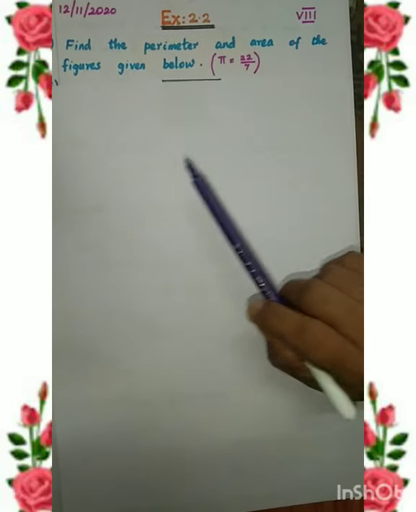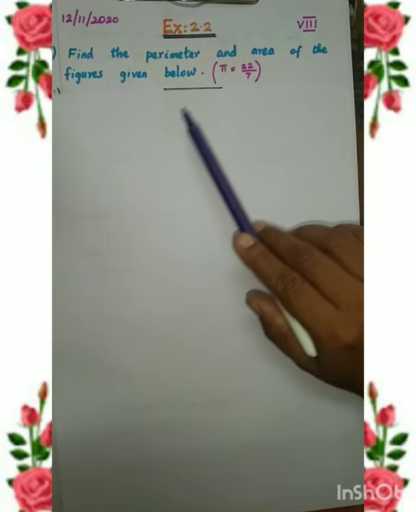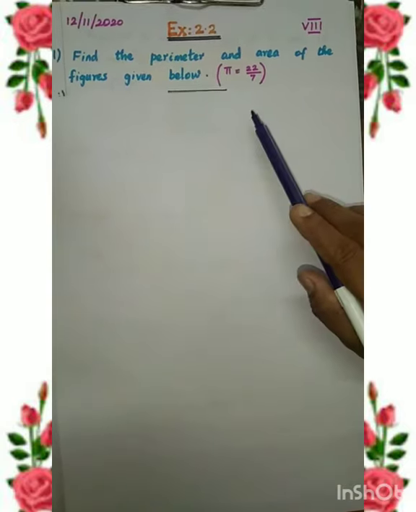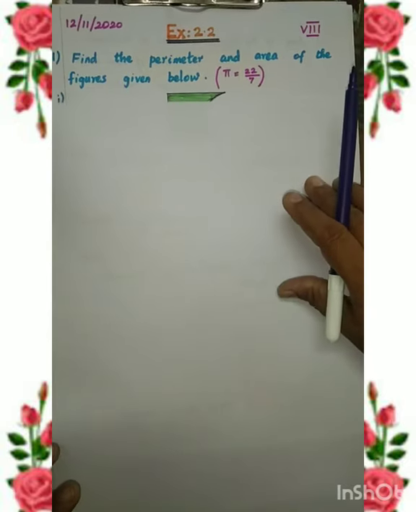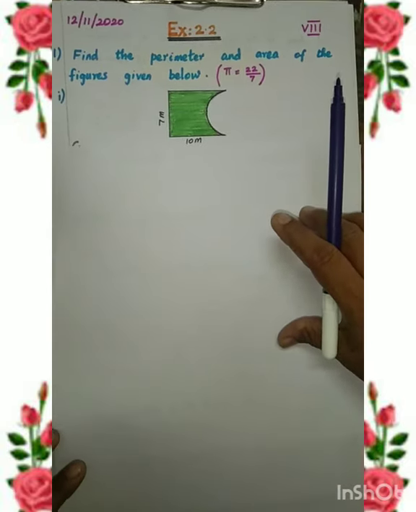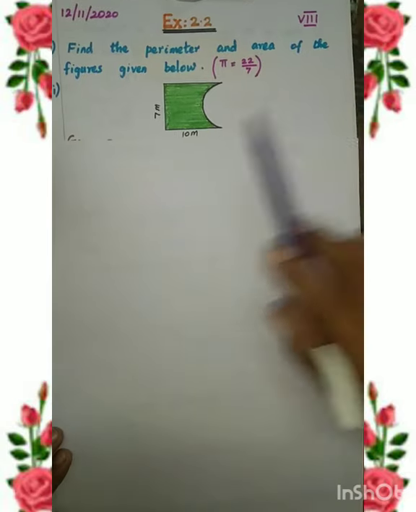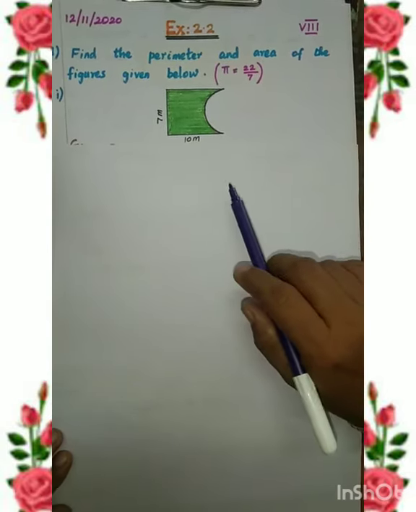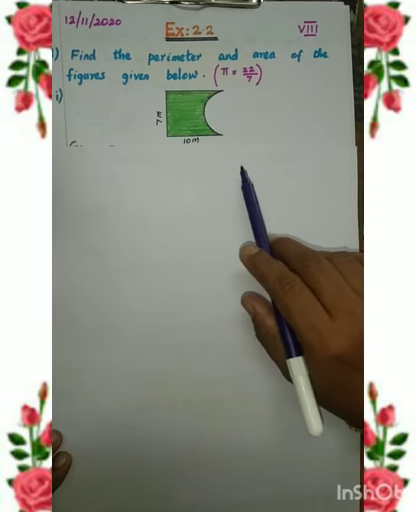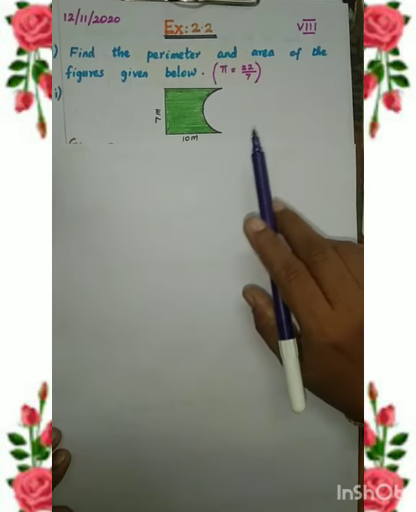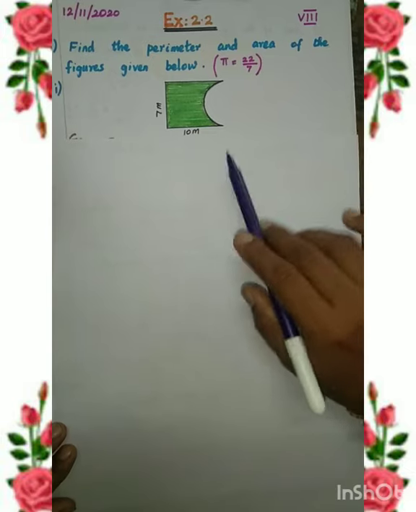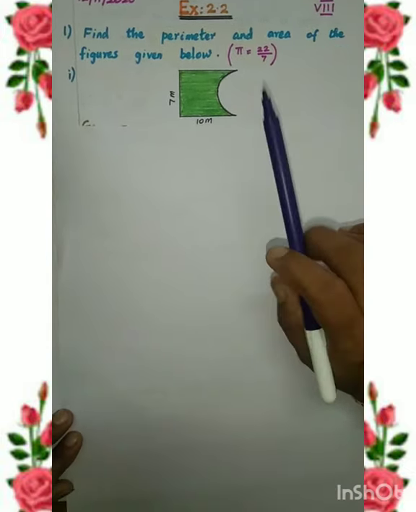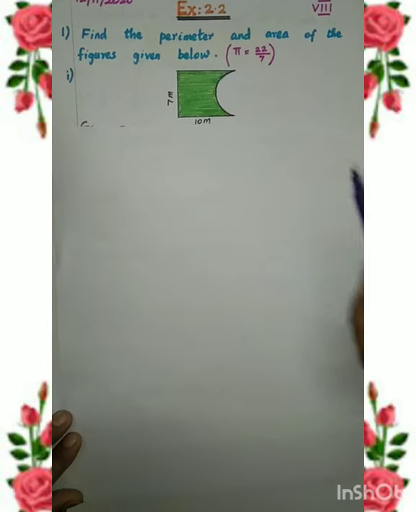Exercise 2.2, first problem. Find the perimeter and area of the figures given below. The value of pi is 22/7. The first subdivision diagram is given. Here it is a combined shape. Two shapes are combined: rectangle and semicircle. The semicircle portion is cut from one side of the rectangle. The length and breadth of the rectangle are given as 10 meter and 7 meter.